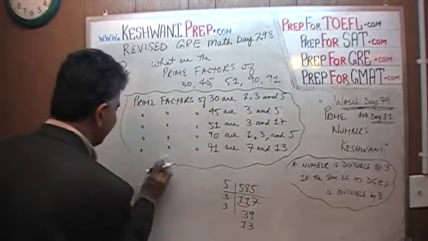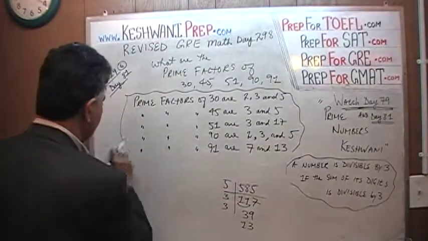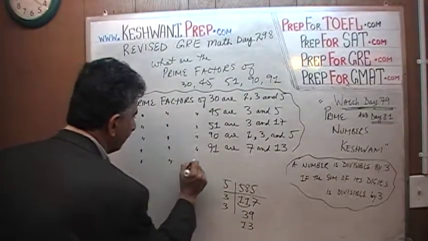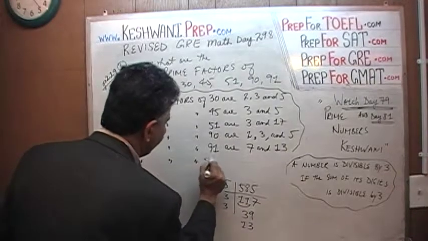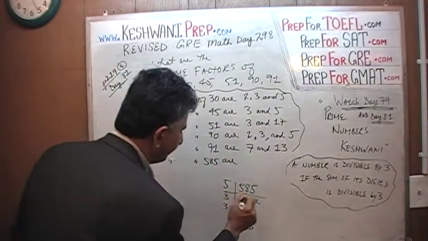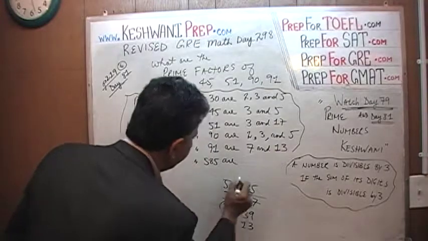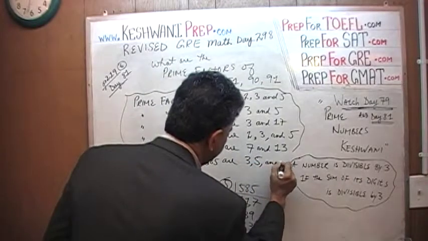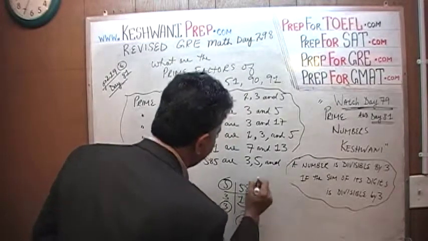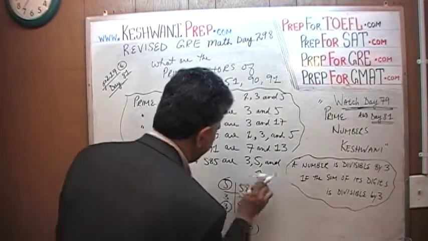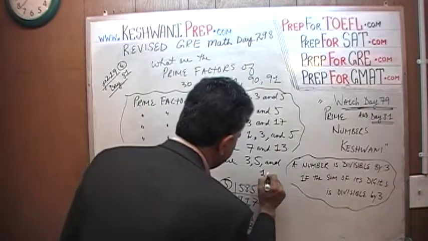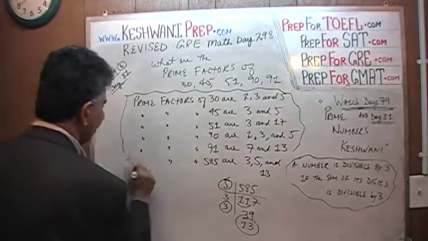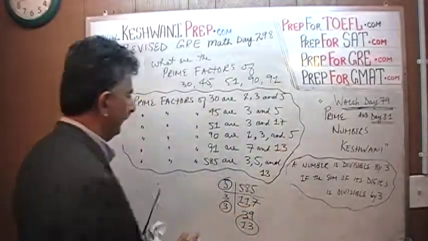So we can actually insert one more thing here. The prime factors of 585 are 3, 5 and 13. There you go. That's it.